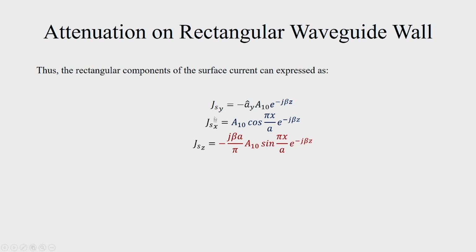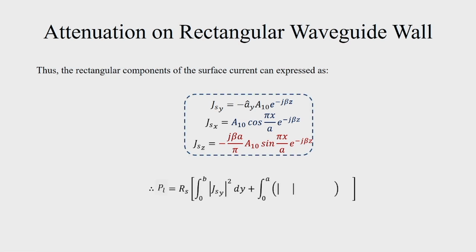So, now we have the J_y, J_x and J_z current densities as given, and therefore, if we substitute these quantities and evaluate this integral, we get the expression for power loss per unit length on the waveguide walls, and this is given by R_s mod A_10 squared times (b plus a by 2 plus beta squared a cubed by 2 pi squared). Now, this is the power loss per unit length.